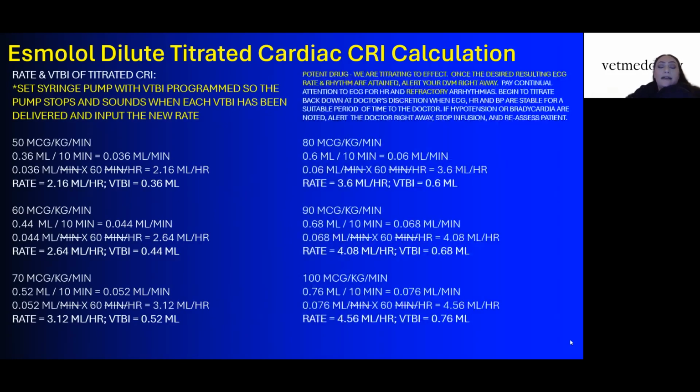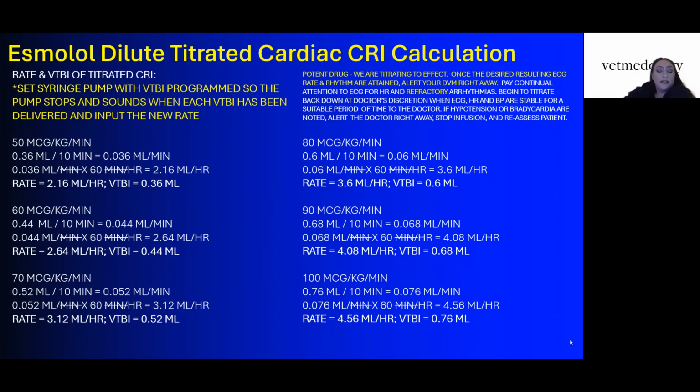So the rate and VTBI of a titrated CRI: you want to set the syringe pump with the VTBI programmed so the pump stops and sounds when each VTBI has been delivered, and then input the new rate. So for 50 mics per kg per minute, to figure out the rate, you take the 0.36 mLs divided by 10 minutes equals 0.036 mLs per minute.